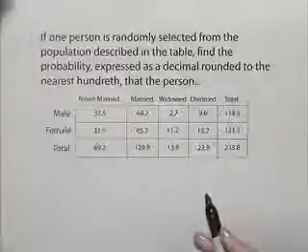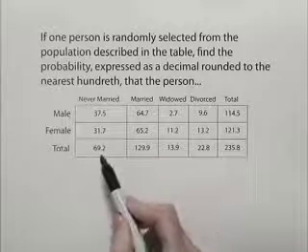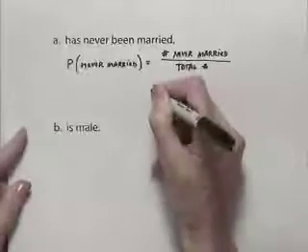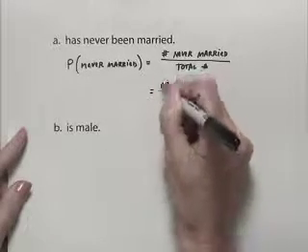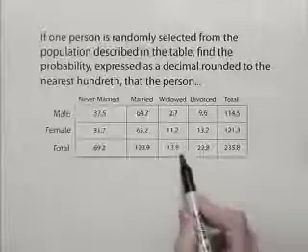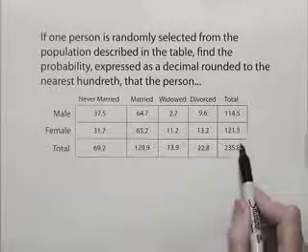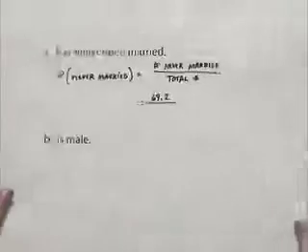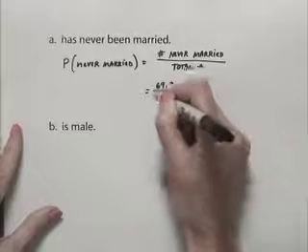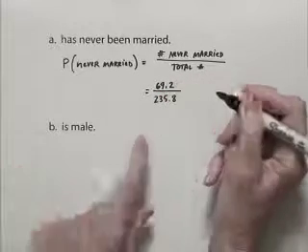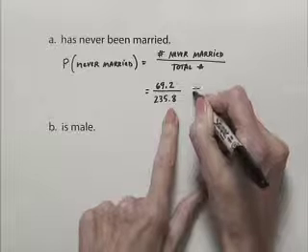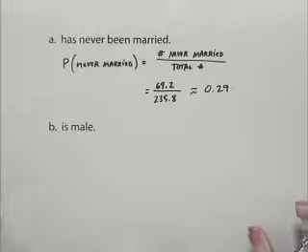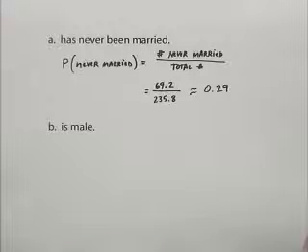The number that have never been married can be found at the bottom of the first column. That will be 69.2. The total number can be found in the very last column over to the right, and that's going to be 235.8. And so we're going to make this division, which gives us approximately 0.29, and we can interpret that in percentages by saying 29% have never been married.